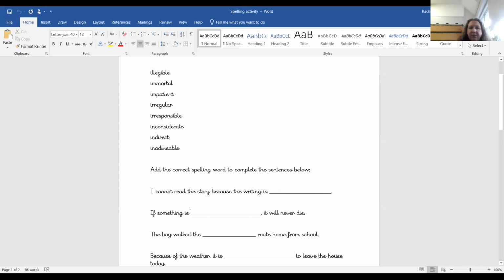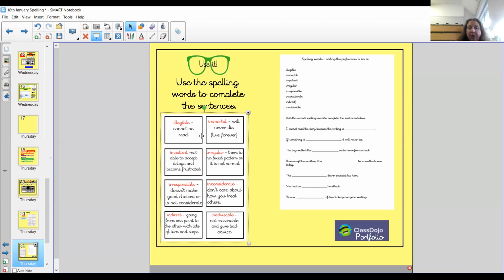If something is it will never die. So then I can look at that sheet that has got our spelling words and the definitions on, and I can say, okay, if it will never die, it's immortal. So then I can go back to my sheet on here, and I can fill in the word immortal. So you will use these two sheets to help you.